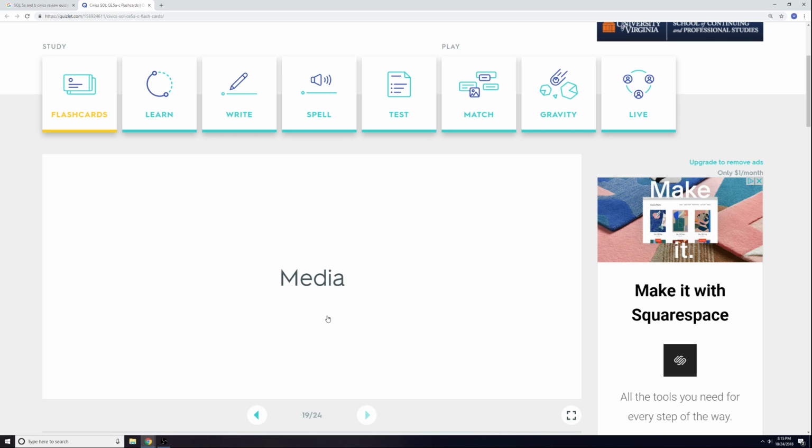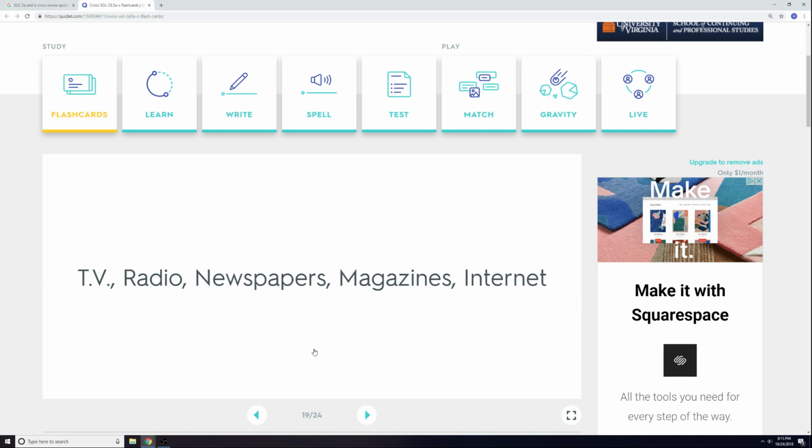So, anyways, we have media, and the major types of mass media. We have TV, radio, newspaper, magazines, internet. Those are all mass media. So when you see that, okay, that's what it's talking about.